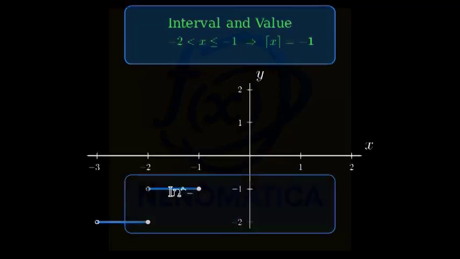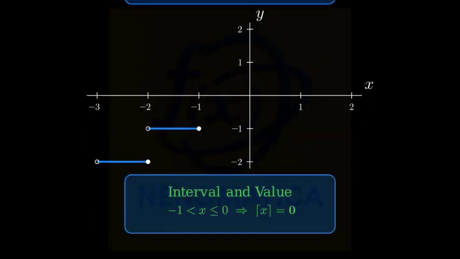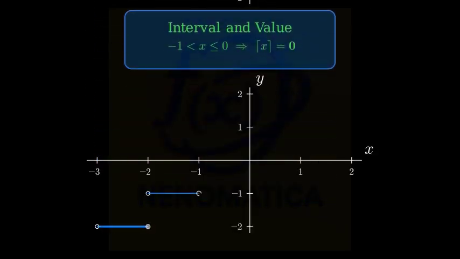Step 3. For -1 is less than x and x is less than or equal to 0, the ceiling equals 0. Let's add the segment at y equals 0 from x equals -1 to x equals 0. Again, open on the left, closed on the right.